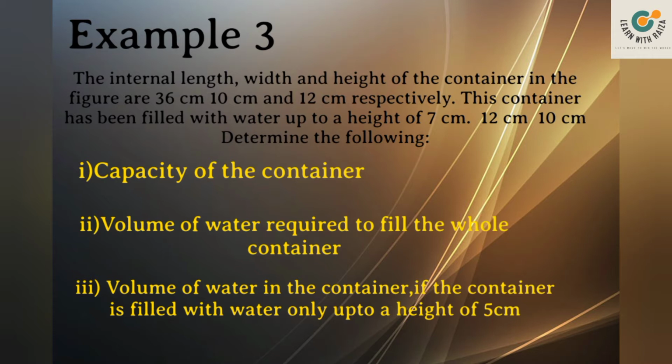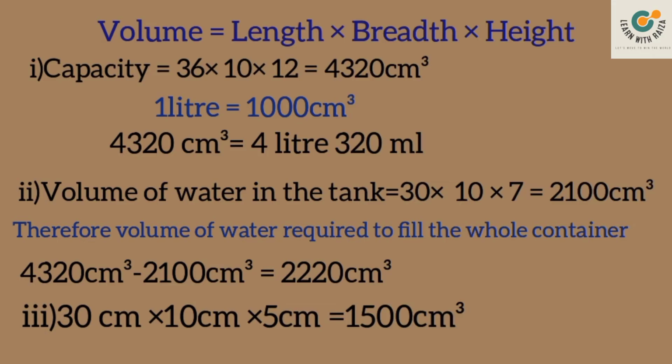Yes, you know that volume is equal to length into breadth into height. So for capacity, you have to find the answer in liters or milliliters. We have the dimensions of length, breadth and height. If we multiply 36, 10 and 12, we get 4320, and the answer comes in cubic centimeters since all are in the units of centimeter.